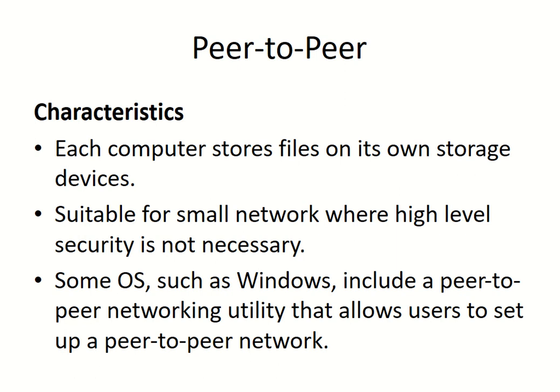And what is the characteristic of peer-to-peer? Each computer stores files on its own storage devices. Since they have their own capabilities and responsibilities, each computer will store files on its own storage devices. This kind of peer-to-peer is suitable for a small network only, where high-level security is not necessary. Normally it involves only a small network. Some operating systems such as Windows include a peer-to-peer networking utility that allows users to set up a peer-to-peer network.